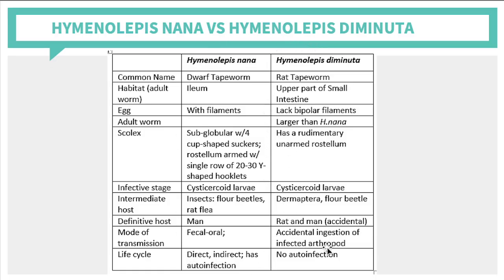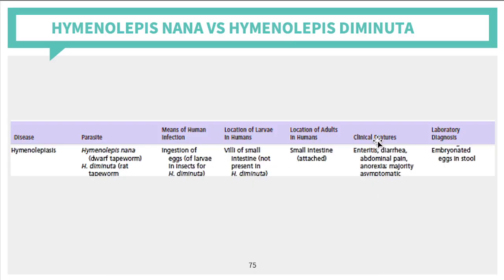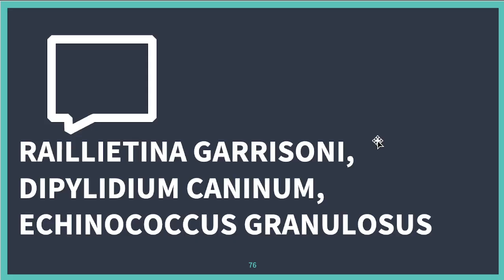Okay? These are just the summary of the things that we discussed a while ago. So kindly go over to this table. This is a very nice table. And again, this is now the summary of what we discussed. Now, for the Raillietina garrisoni, the caninum, and your Echinococcus granulosus, these will be discussed next week. Okay? Again, we will only have part 1 and part 2 discussion. The part 3 discussion will be discussed next week.